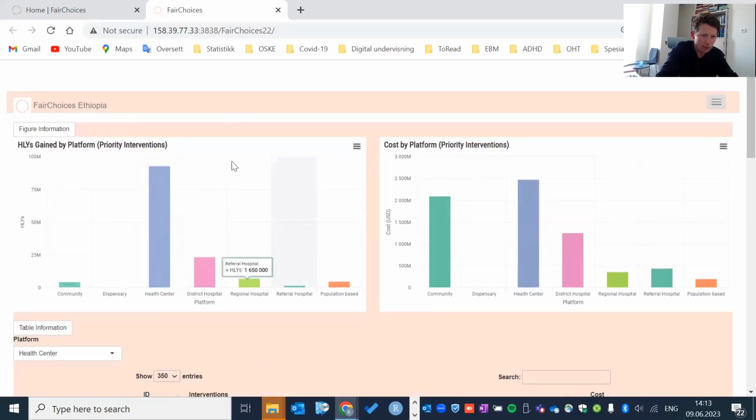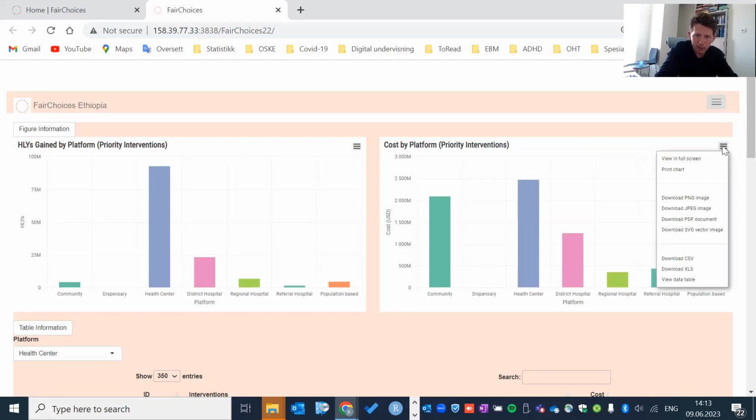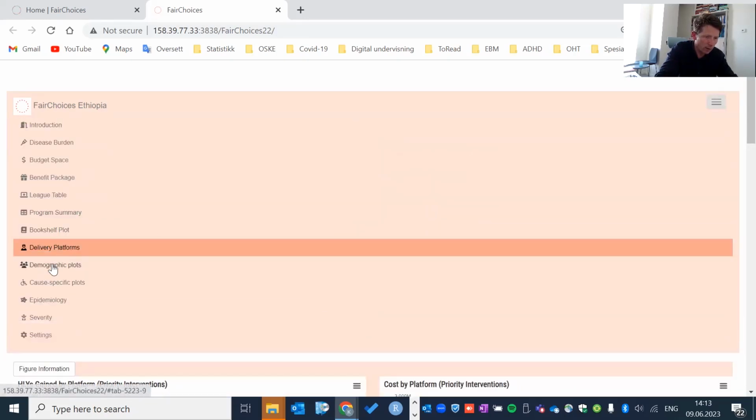These are the consequences of your benefit package that we now have prioritized, where you can see that the major benefits and cost of these services are at the primary healthcare level at the health centers. And that's probably because these interventions are the most cost-effective interventions, and that's where you scale up these interventions. But you also have some population-based interventions, and you have some interventions at referral hospitals. And you can print all these charts, you can view them in full screen, and you can download them if you want to use them in a PowerPoint or a report.